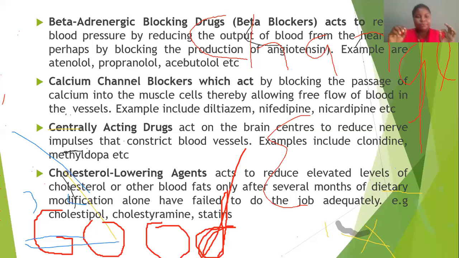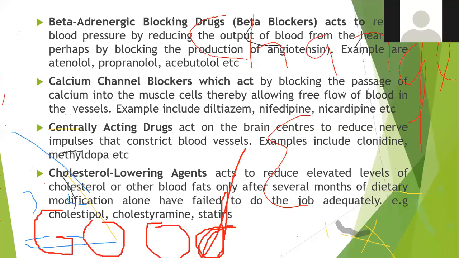Another class of drug is the calcium channel blockers. We all know that calcium is important for the muscle cells. So when we have calcium in the blood, it prevents muscles of the arteries from constricting. So calcium channel blockers block the passage of calcium into the muscle cells, thereby allowing free flow of blood in the blood vessels.